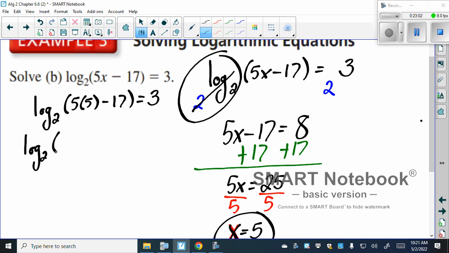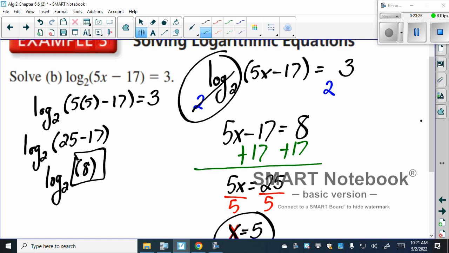Well, 5 times 5 is 25. 25 minus 17 is 8. Is 8 negative or 0? Well, no. So after we plug it in and simplify all the way down, that number cannot be negative or 0. It's not so much that x is negative or 0, but once we finish plugging it back in, if whatever's in there is negative or 0, it doesn't work. It does not work.